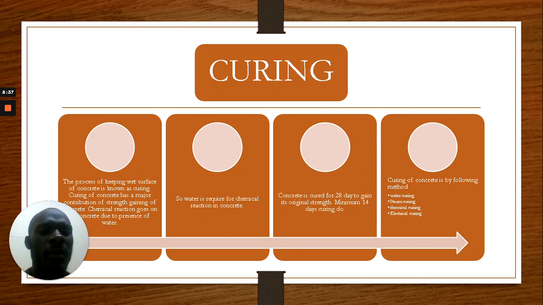Curing of concrete is by the following methods. Those are methods of curing. We have water curing, steam curing, chemical curing and electrical curing. So when we talk about water curing, this is the curing of concrete by use of water, and steam curing is the process of keeping concrete surface wet by use of steam. Then we have chemical curing, there we use chemicals. Then electric curing, where we cure by use of electricity.